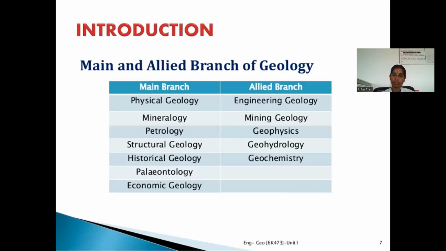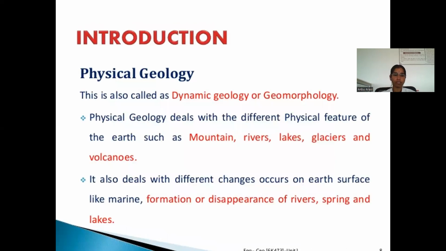Then branches. First, physical geology. What is meant by physical geology? This is also called as dynamic geology or geomorphology or general geology. Physical geology deals with the different physical features of the earth, such as mountains, rivers, lakes, glaciers, and volcanoes.